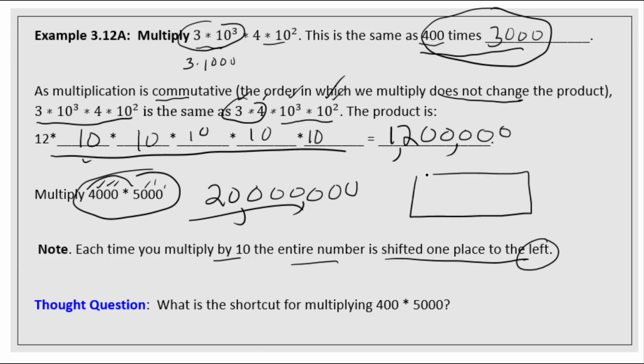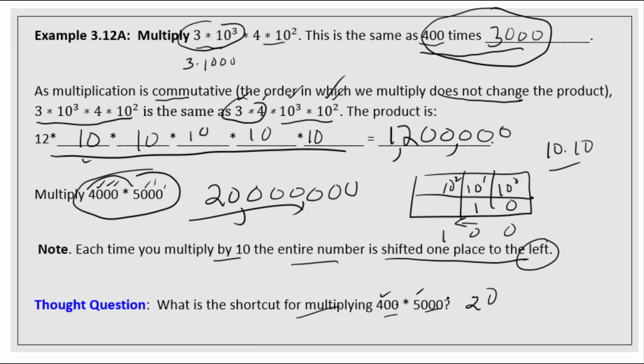So if you recall, 10 to the 0, 10 to the 1, our place value system, if I have the number 10 and I multiply it by 10, I shift it one place to the left and it becomes 100. And that's all that's going on here. The shortcut for multiplying this is you multiply 5 times the 4 and then you just add zeros. So that would be 5 times 4 is 20. Add 1, 2, 3, 4, 5 zeros. That would be 2 million.